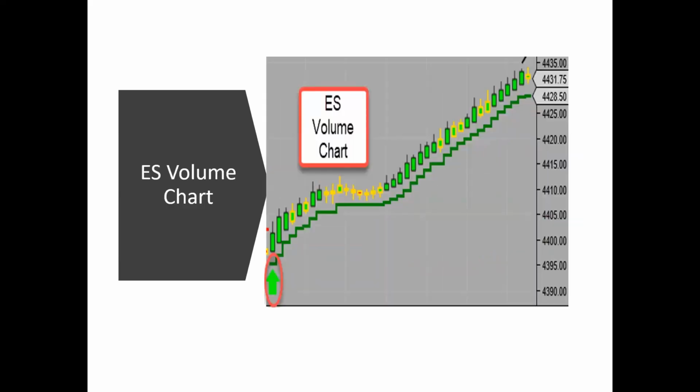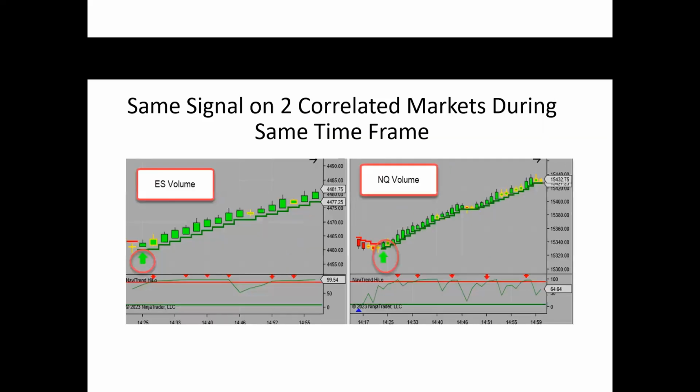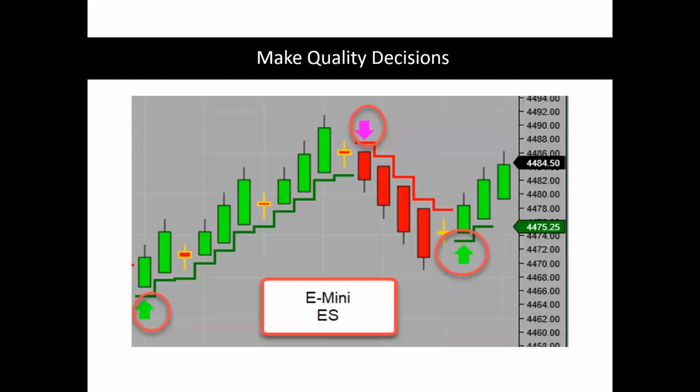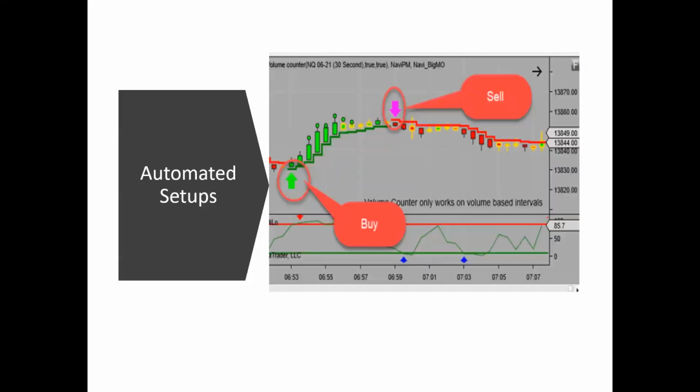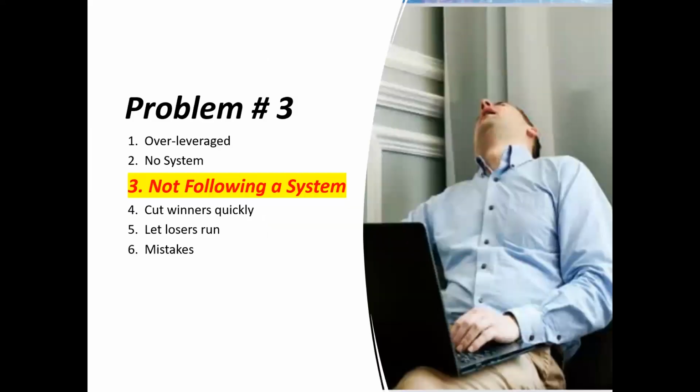Here's an E-mini on the volume chart. Here's an example of what we talked about earlier, two different correlated markets giving you the same signal, E-mini and NASDAQ. The reason we use the correlated charts is that it improves your odds of success in your trade. By the way, if there are any questions, we will be getting to those in just a few minutes. Again, what we're doing here is automating the setups, the buy and sell signals.